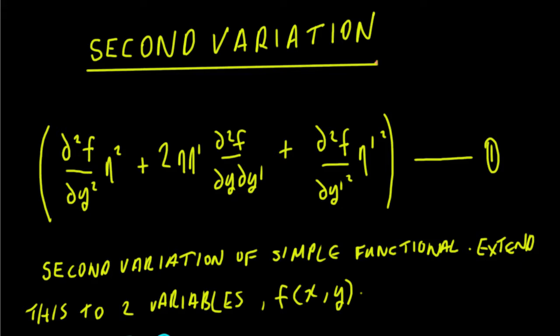In this video we're going to look at the second variation of a functional of two variables, so the same type of functional we've seen in the previous video. Now we've seen this equation here before. It's derived, and if you click on the link just above here you'll see the derivation of this. So this is the second variation of a simple functional.